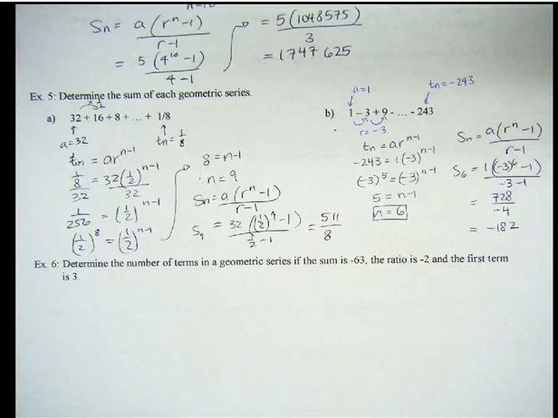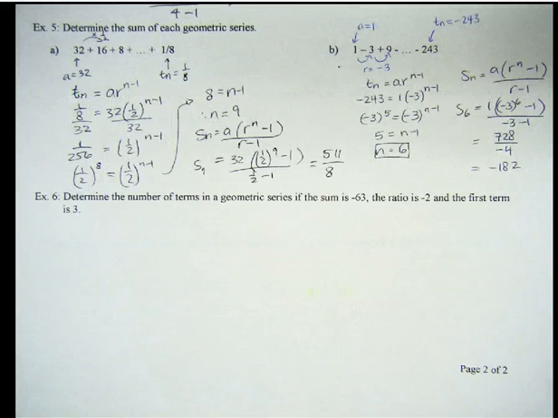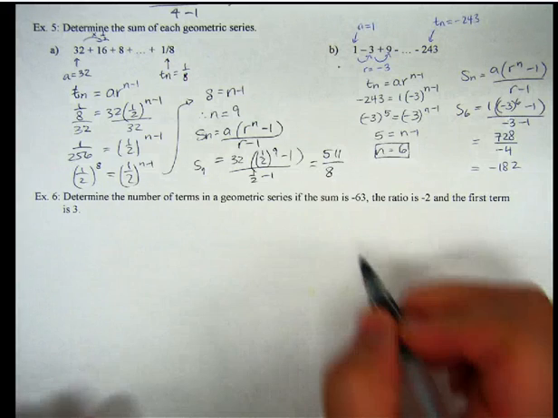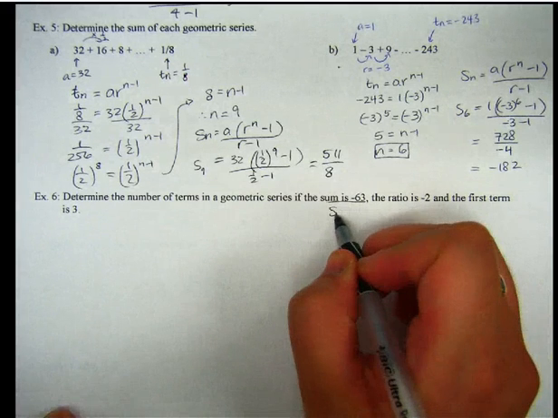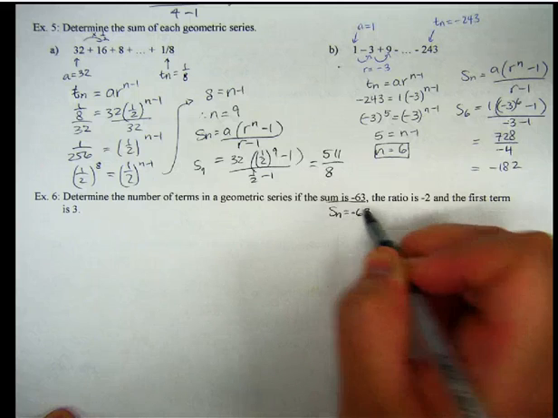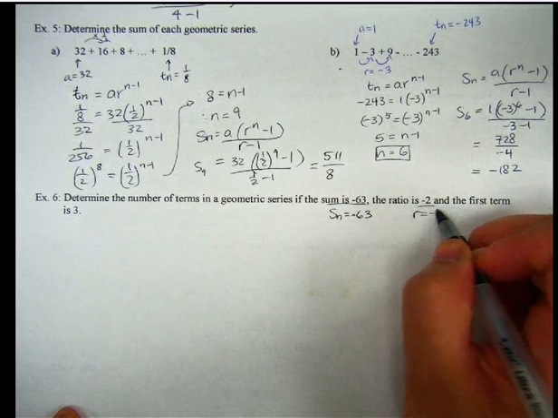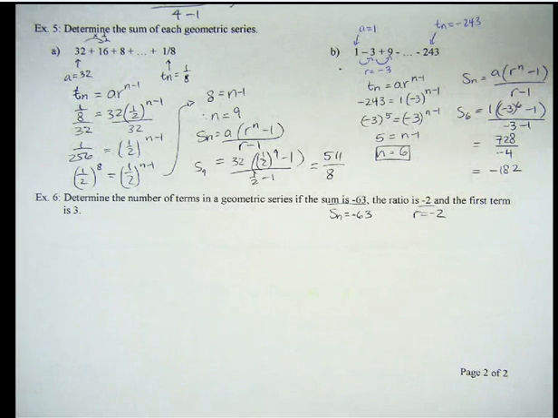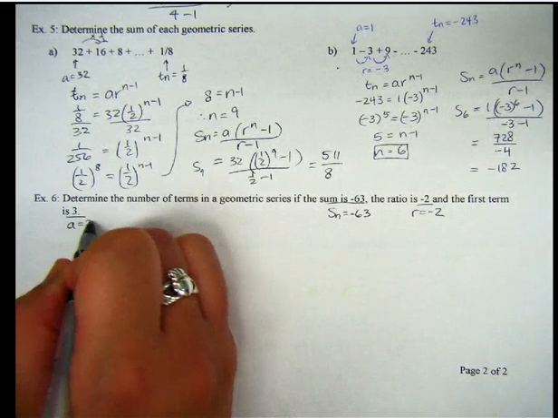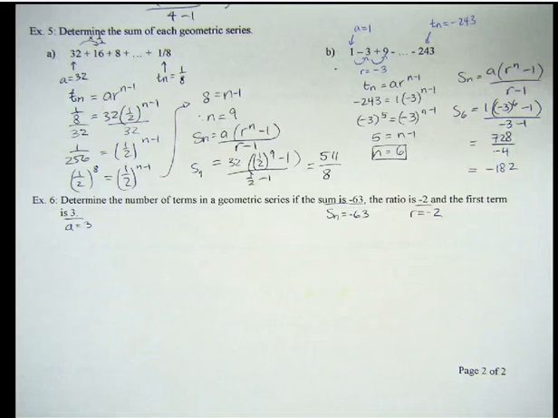All right, last example. Determine the number of terms in a geometric series if the sum is -63. So Sn equals -63. The ratio is -2, so r equals -2. And the first term is 3, so a equals 3. All right, let's plug in everything we know.